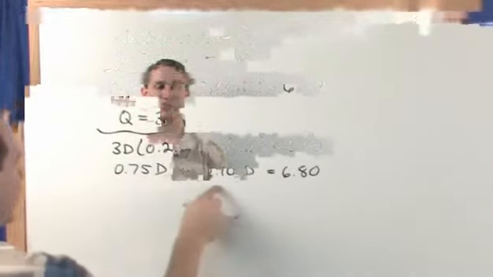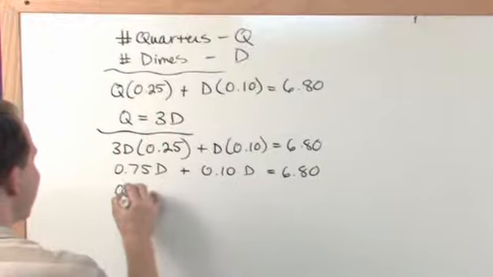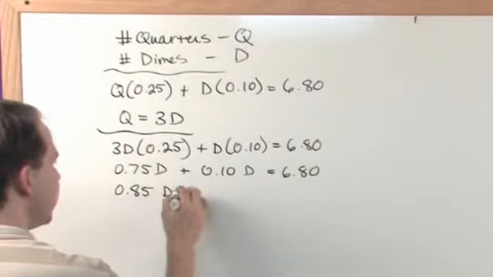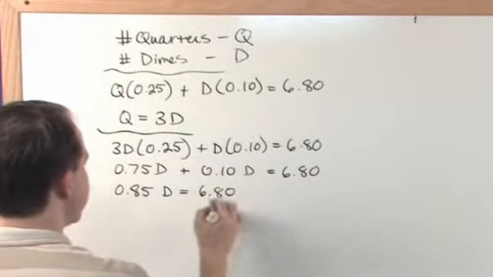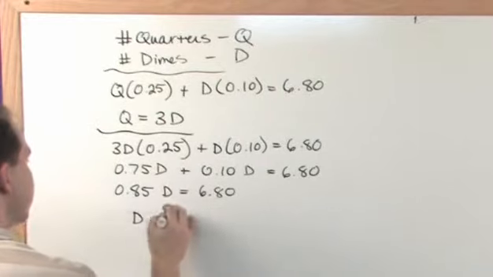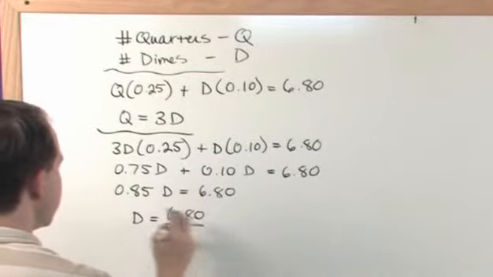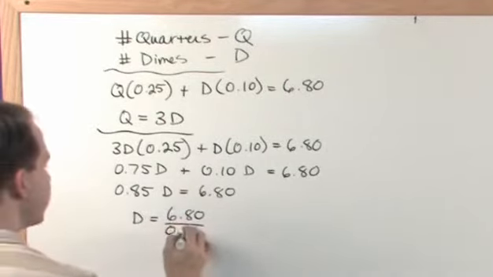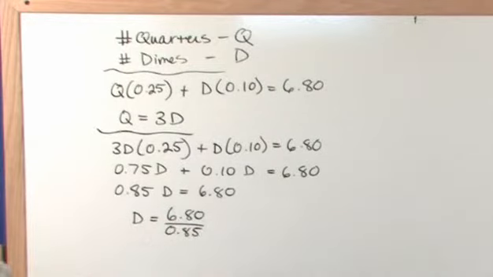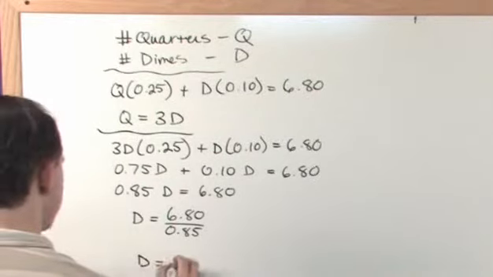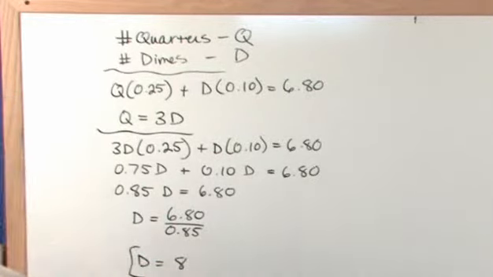Now you can add these two up just like anything that you've been doing. 0.75 plus 0.1 is 0.85. D is equal to $6.80. So D is going to be $6.80 divided by 0.85, because you just divide both sides by what's in front of D there. So D is going to be equal to 8 when you put this in your calculator. The number of dimes you have is 8, okay?